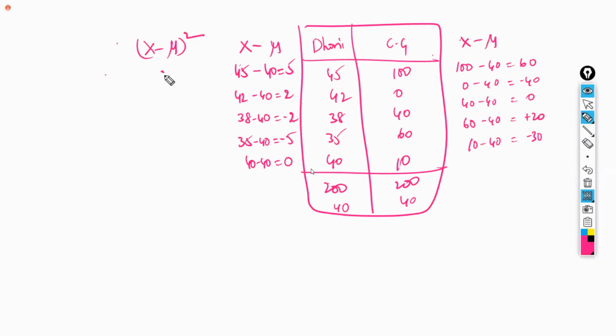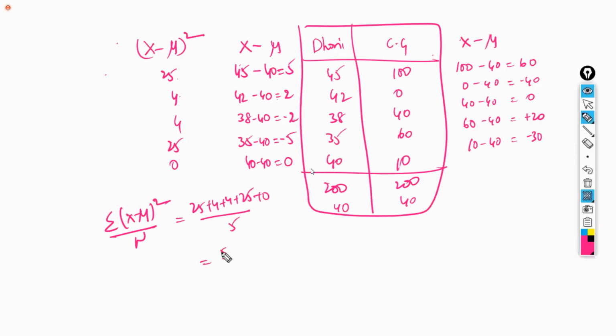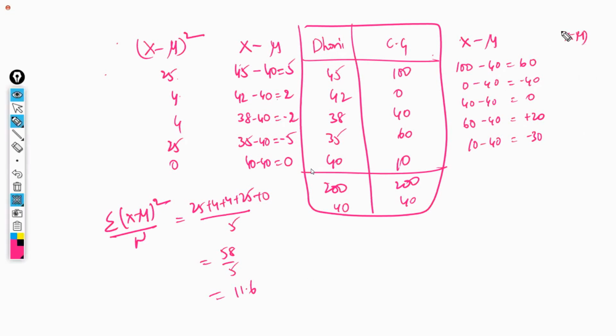That is 5 square, 25; 2 square, 4; minus 2 square, 4; plus 5; minus 5 whole square, 25; and 0. Now you calculate the sum of (x minus mu) whole square divided by n, which is 25 plus 4 plus 4 plus 25 plus 0, divided by 5. That is 58 divided by 5, which is equal to 11.6.